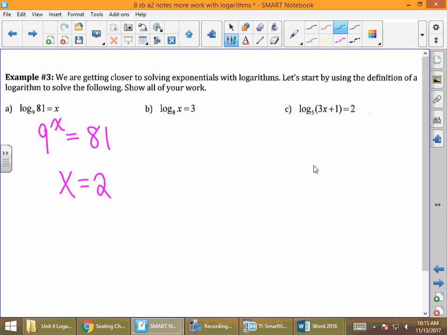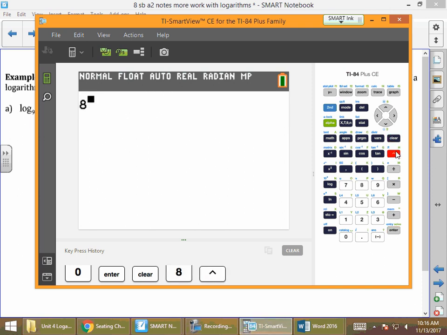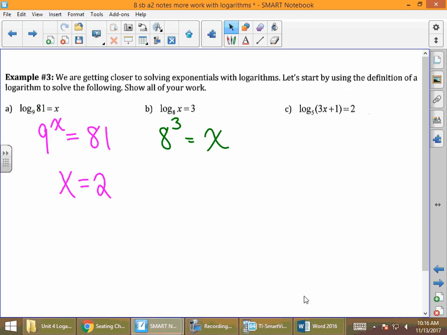Letter B. Convert the logarithm to an exponential. Log base 8, there's the base. What the logarithm equals, 3, is the exponent, equals x. Again, if you've been doing the quick recalls, you probably know the answer, but there's nothing wrong if you have to say 8 cubed gives you 512. It's just quicker if you know what it is already.